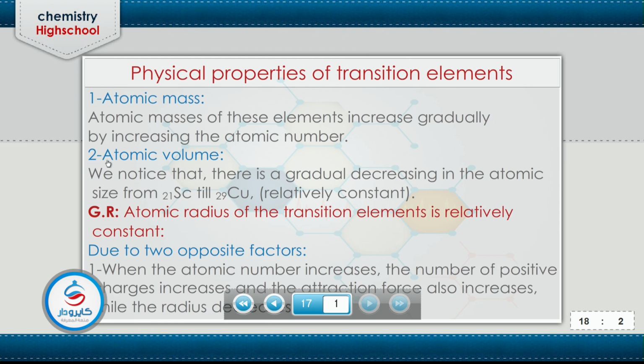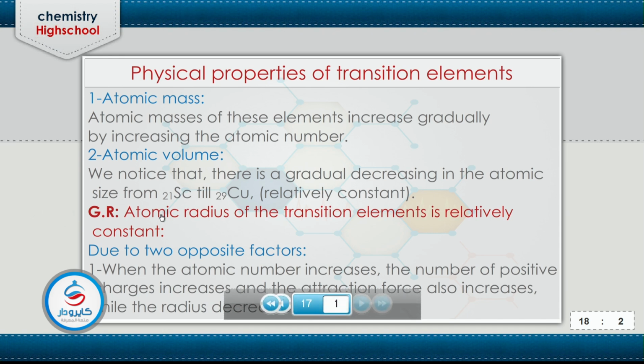The second property is the atomic volume. We notice that there is a gradual decrease in the atomic size from scandium 21 till copper 29. But the decrease in atomic size from scandium to copper is relatively constant. So the atomic volume of the first series of transition elements is relatively constant.